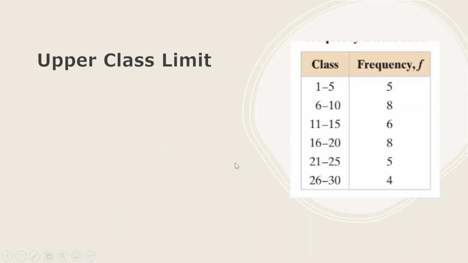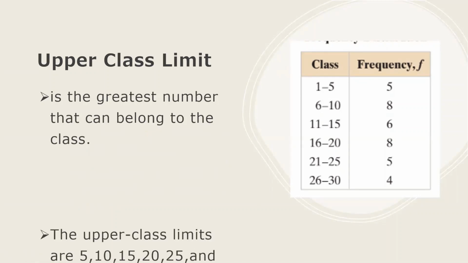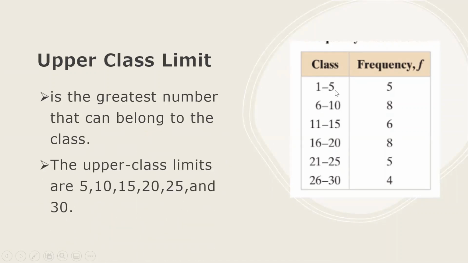Next, we have what we call the upper class limit. The upper class limit is the greatest number that can belong to the class. So in the given frequency distribution table at the right, the upper class limits are 5, 10, 15, 20, 25, and 30. Again, the lower class limits are 1, 6, 11, 16, 21, and 26. And the upper class limits are 5, 10, 15, 20, 25, and 30.